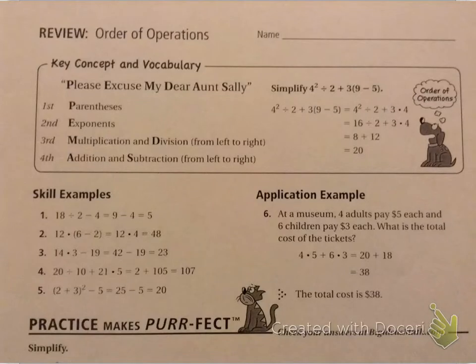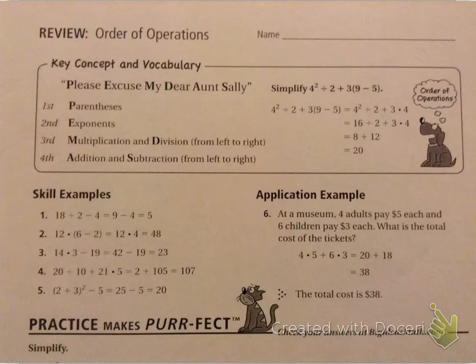This is the mini lesson on the order of operations. If you've ever heard PEMDAS, or "please excuse my dear Aunt Sally," it stands for: the first thing you do is parentheses, second thing exponents, third thing multiplication and division from left to right, and the fourth thing is addition and subtraction from left to right.